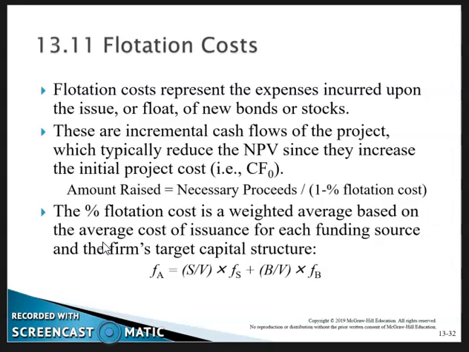For the most part, stock issuance is generally more expensive than bond issuance. Stock issuance can be in the neighborhood of 6 to 8%. Bond issuance is in the neighborhood of 1 to 2% for a corporation.